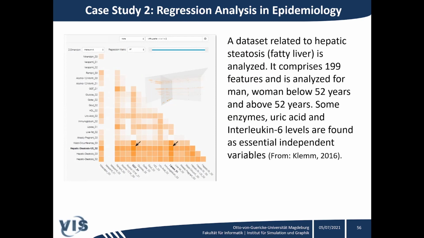Here a data set related to hepatic stenosis, so fatty liver, is analyzed using the heat map representation, and it comprises 199 features and is analyzed for men, women below 52 years and above 52 years. And you can see that some enzymes, uric acids and interleukin 6 levels are found as essential independent variables due to their high values.